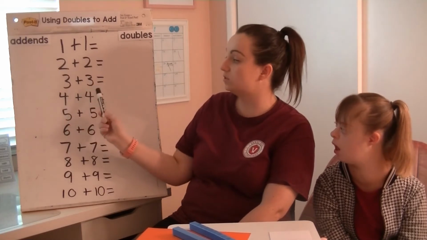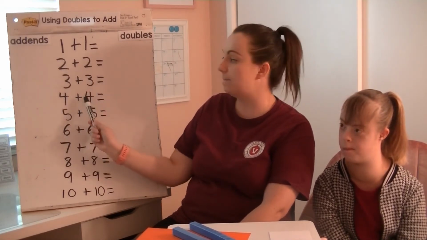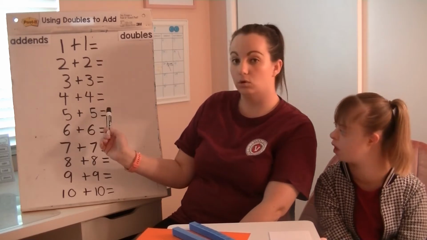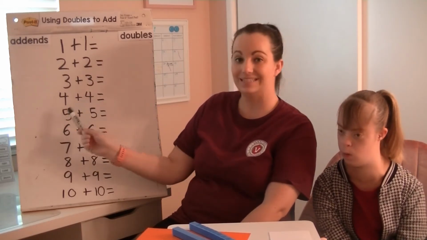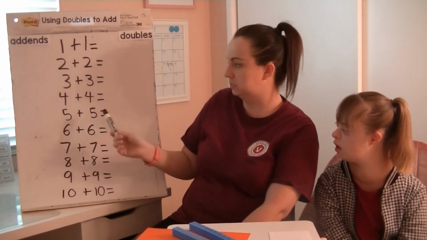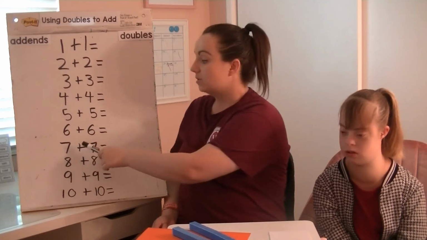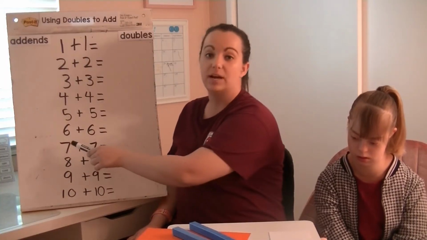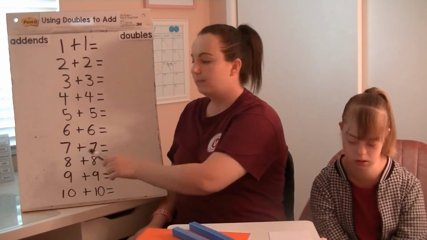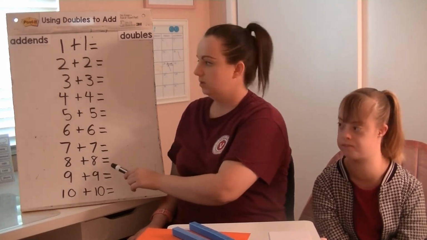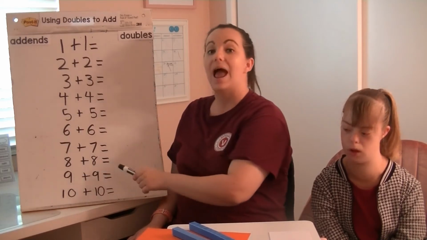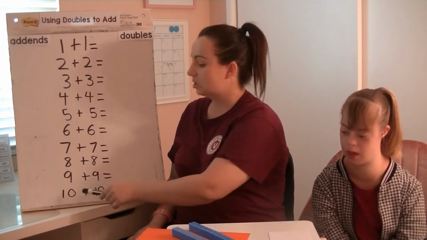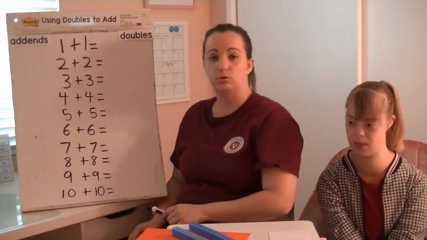The same goes for the rest of these problems. 4 plus 4 equals, you're adding the same number. Both of the addends are 4. It's a doubles problem. 5 plus 5 equals, that's a doubles problem. 6 plus 6, same addends, doubles problem. 7 plus 7, doubles problem. 8 plus 8, same addend, doubles problem. 9 plus 9 equals, again a doubles problem. And finally, 10 plus 10 equals, the addends are the same, it's a doubles problem. So these are all examples of doubles problems.